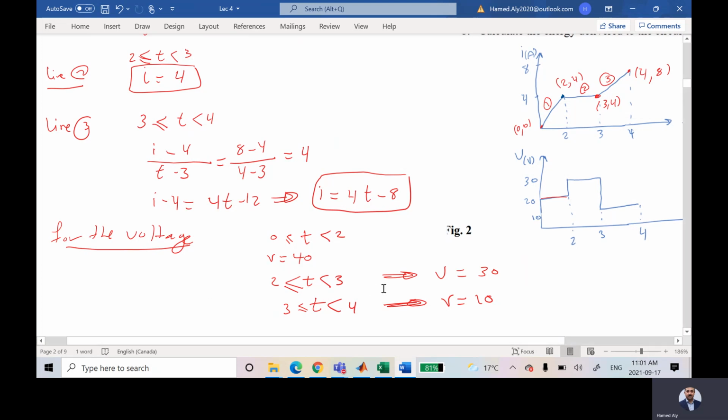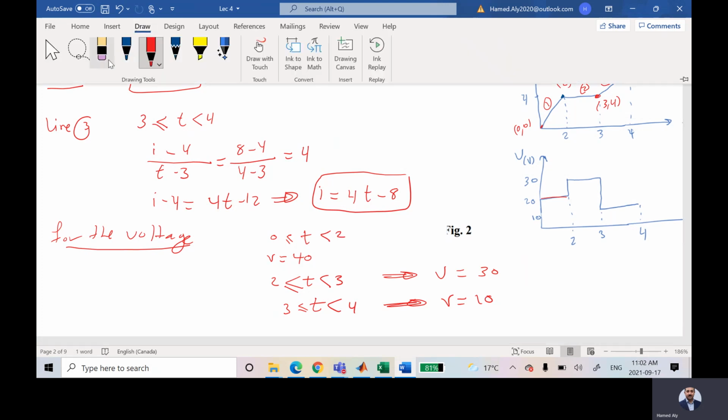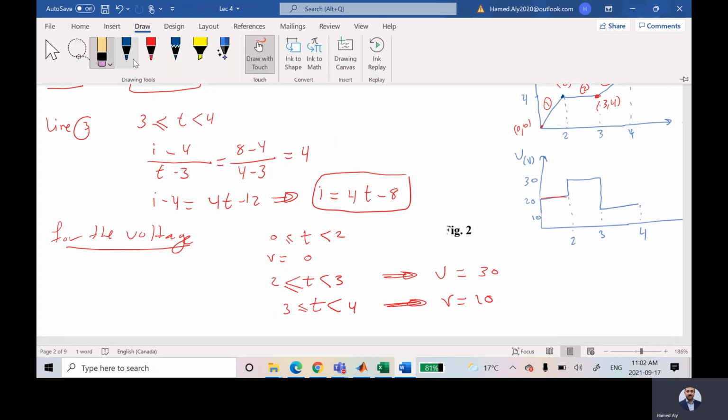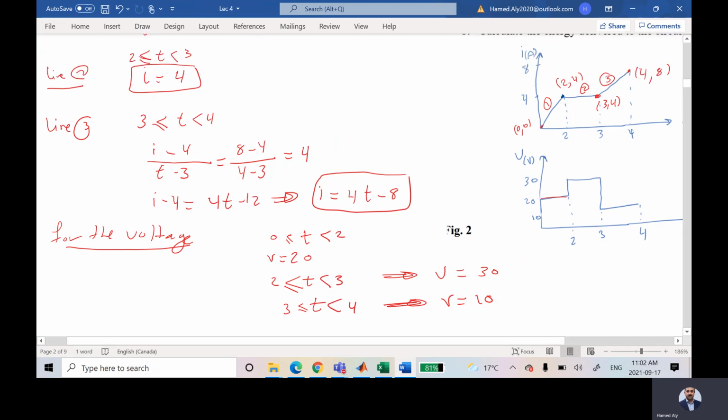From 2 to 3, it is equal to 30. From 0 to 2, actually, it is equal to 20, but you didn't see it well. So it is changed right now, and it is 20. I said it 20, but actually, I wrote it 40. I'm sorry.